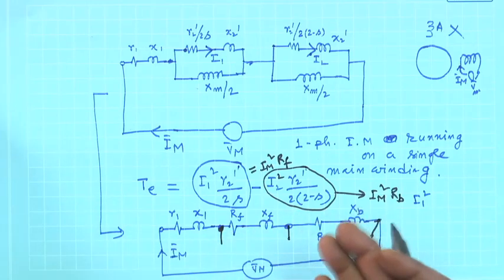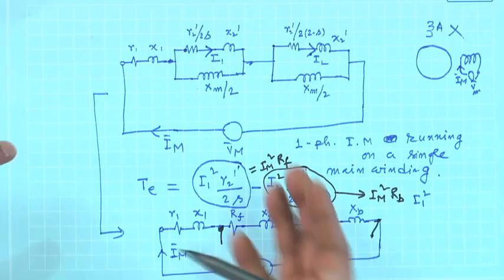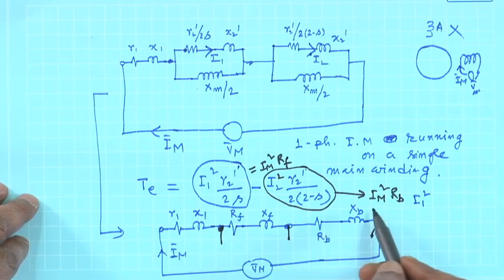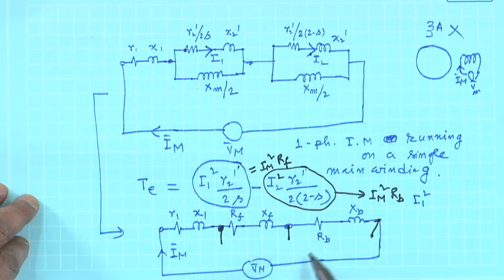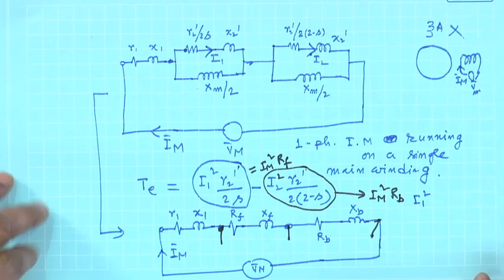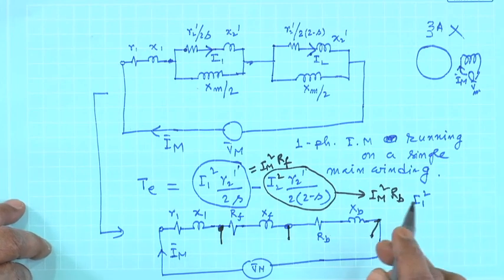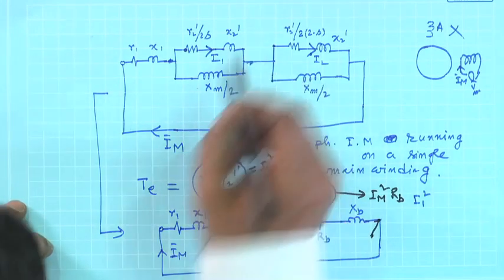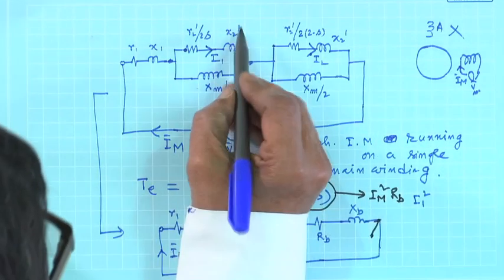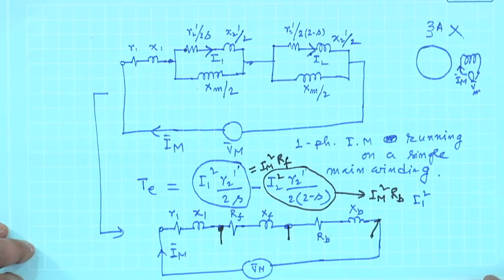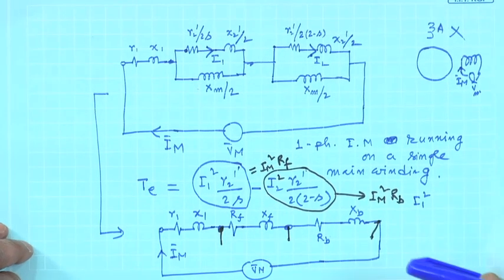If a numerical problem is there with some slip, then better calculate this resistance. So, I m square R f minus I m square R b. It is the same current I m, no I 1, I 2 now, because the copper loss will be the same. So, these are divided by 2, important point. Okay. So, this is the thing, clear? So, this way torque can be calculated.